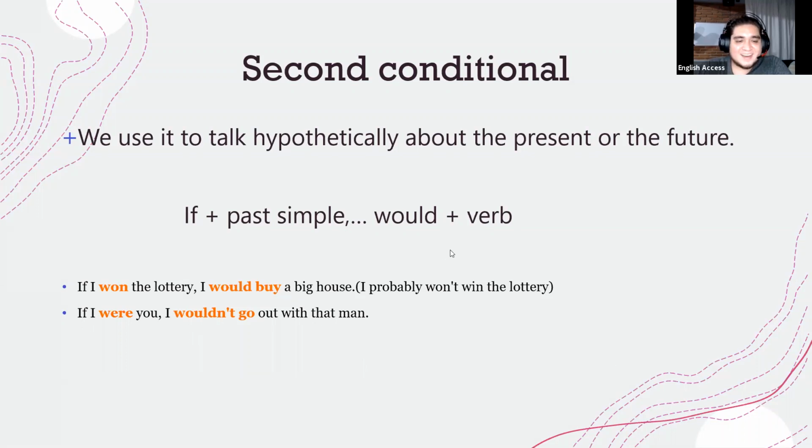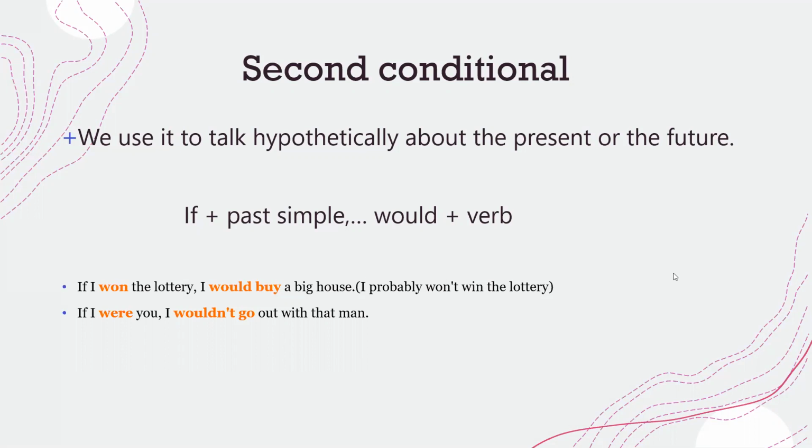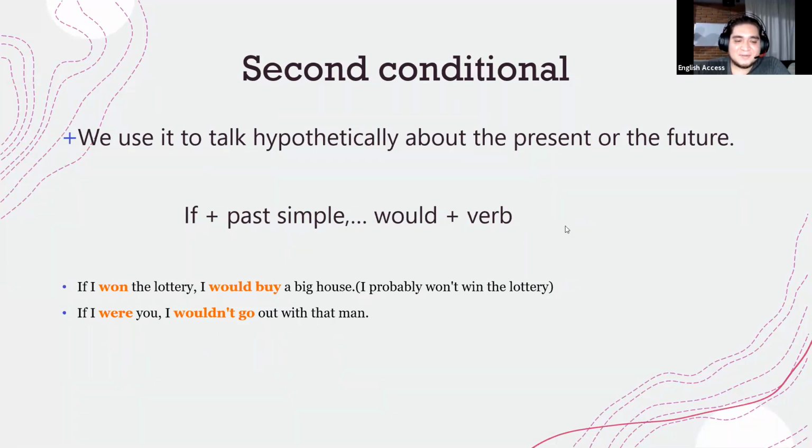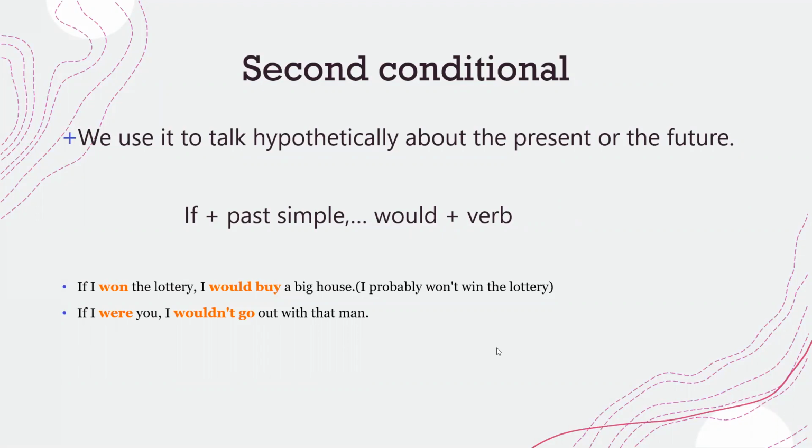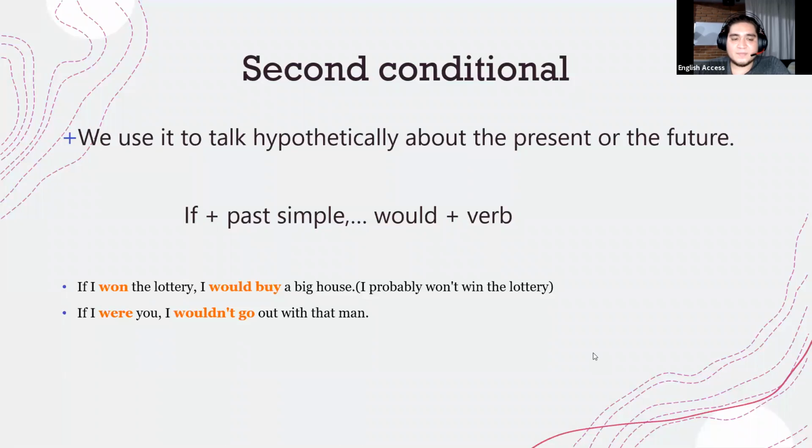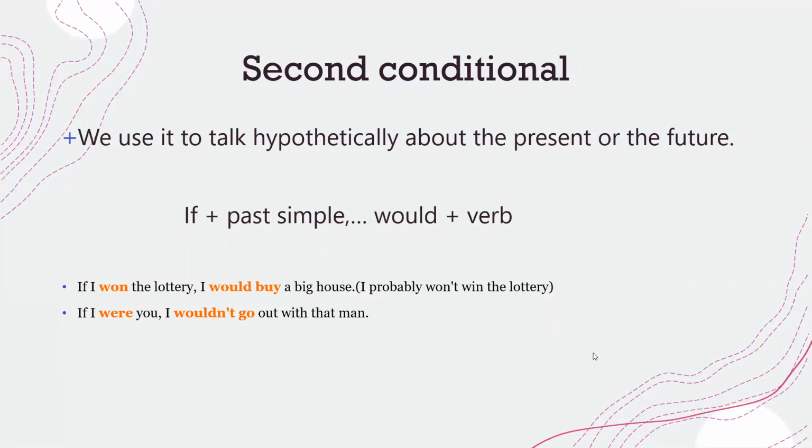Okay, we have two examples here. Who can help me with the first one? If I won the lottery, I would buy a big house. I probably won't win the lottery. Yeah, good. And the second one, anyone else? If I were you, I wouldn't go out with that man.